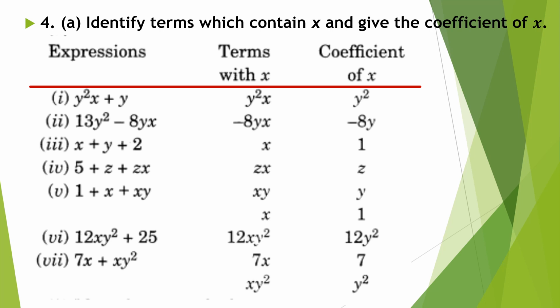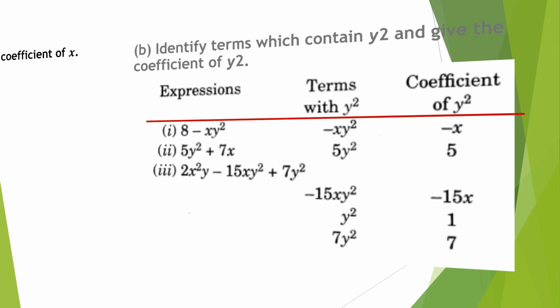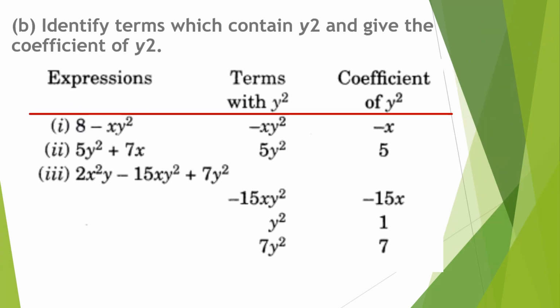Now we move to the next question. Same type of question only. This is question 4b. Identify terms which contain y square and give the coefficient of y square. So the first question, 8 minus xy square. So the term with y square is minus xy square.